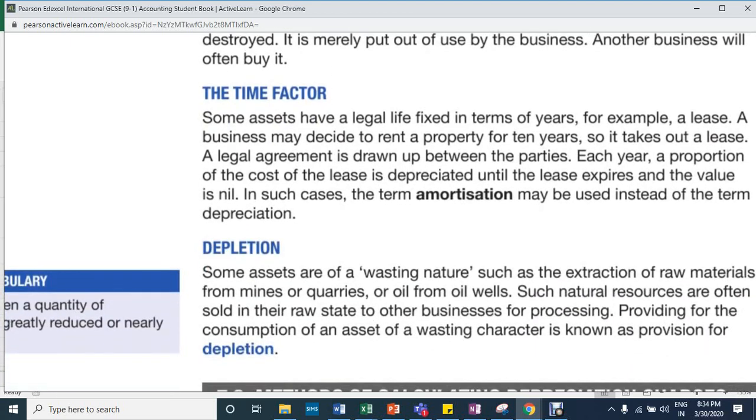Time factor. Some assets have a legal life fixed in terms of years. For example, a lease. A business may decide to rent a property for 10 years, so it takes out a lease. A legal agreement is drawn up between the parties. Each year, a proportion of the cost of the lease is depreciated until the lease expires and the value is nil. In such cases, the term amortization may be used instead of the term depreciation.